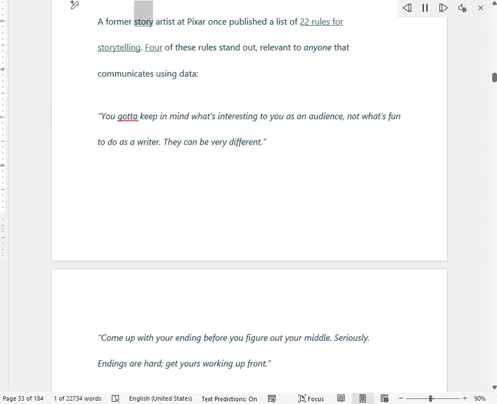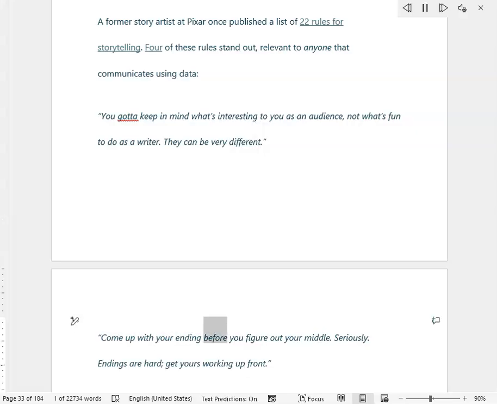A former story artist at Pixar once published a list of 22 rules for storytelling. 4 of these rules stand out, relevant to anyone that communicates using data. You gotta keep in mind what's interesting to you as an audience, not what's fun to do as a writer. They can be very different.